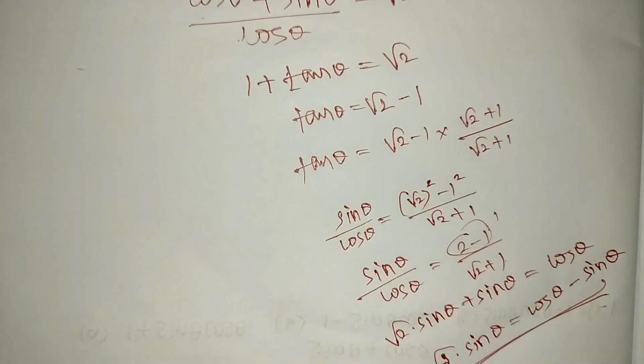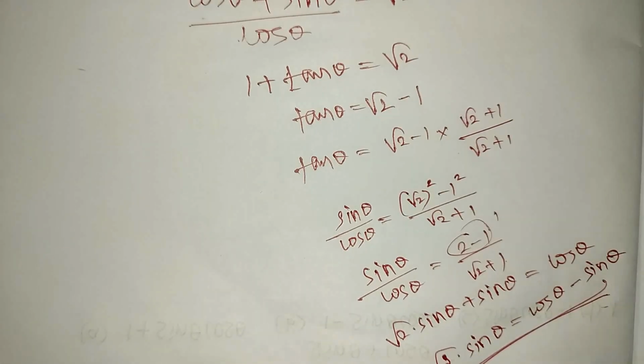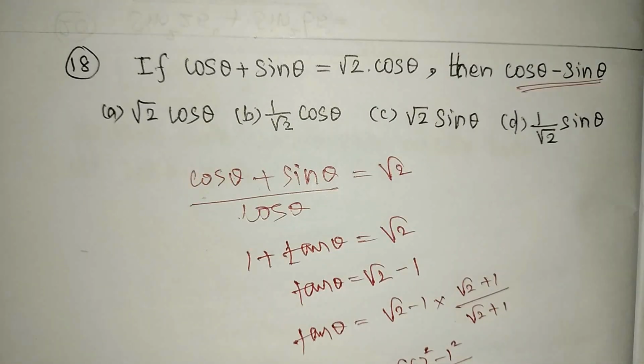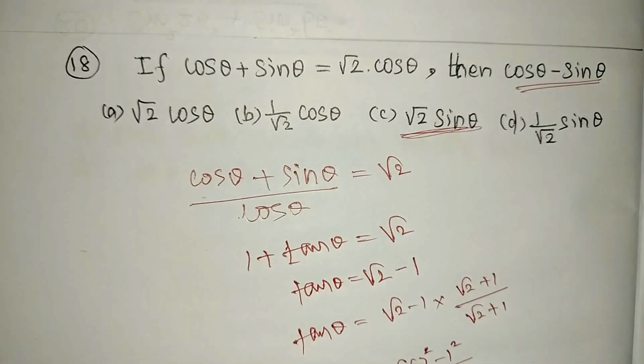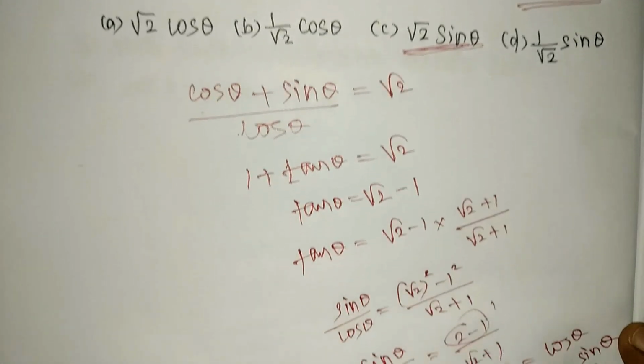So this is what was asked: cos minus sin is equal to root 2 sin theta. So where do we have the option root 2 sin theta? Yes, C. That's it. This is our required answer. Right, please make a note. We'll go for the next question.